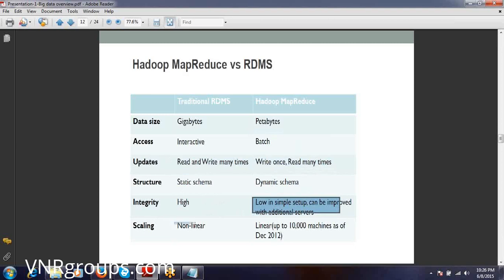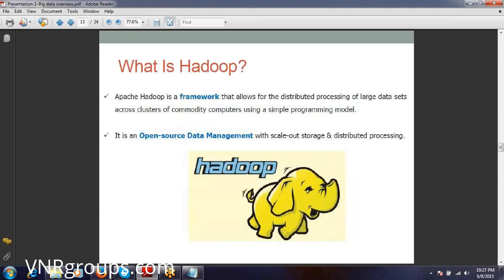And scalability wise, it is non-linear. Means you cannot increase the size, but here it is linear. As and when you need, you can simply add up the nodes over there.